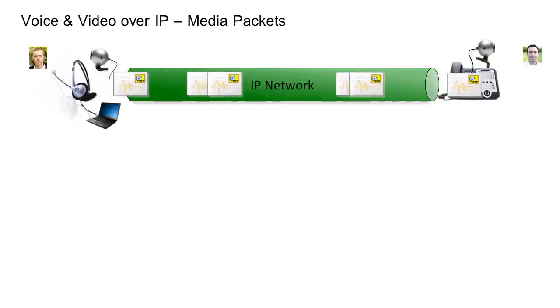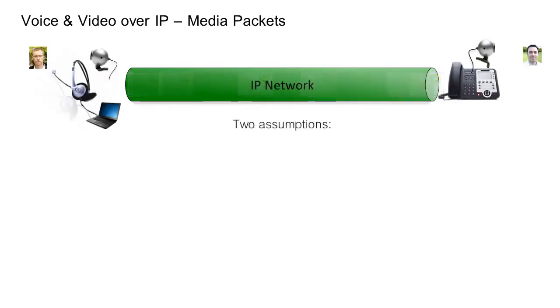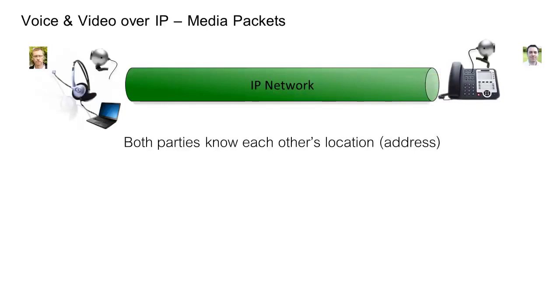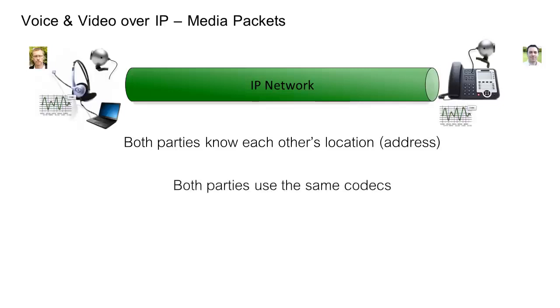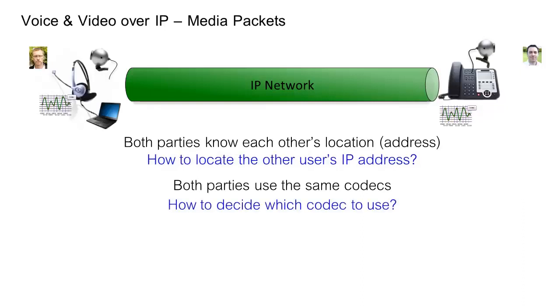Simple enough. But for this media exchange to take place, we're assuming two important things have already been sorted. That both parties know each other's location, they know where to send their media packets, and that both parties are using the same codecs for encoding and decoding the media. So here's the big question. How do we locate or find the other user's IP address? And how do we decide which codecs to use? We need a process, some descriptions and rules that help us locate each other and agree on codecs. What we need is a protocol.